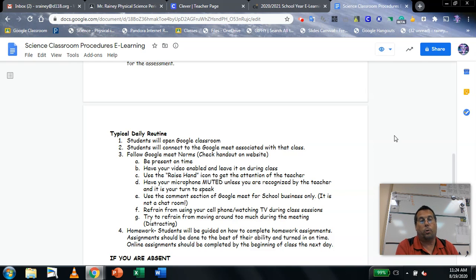If you have a question, please use the raise hand icon. Don't just yell stuff out. I would expect that your microphone is muted unless I've called on you or asked you to speak, or we're sharing something. If we're doing an activity where we're sharing, then we would take turns. It's your turn to speak. But if you've ever been on a meeting where everyone's mic is on, it's very confusing, and I'd like to avoid that.